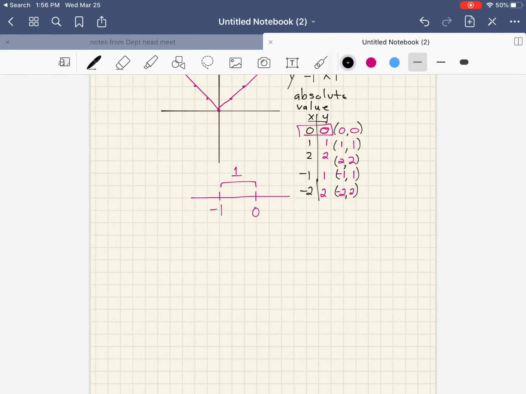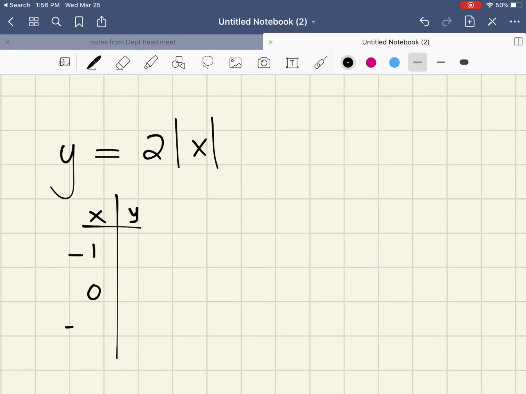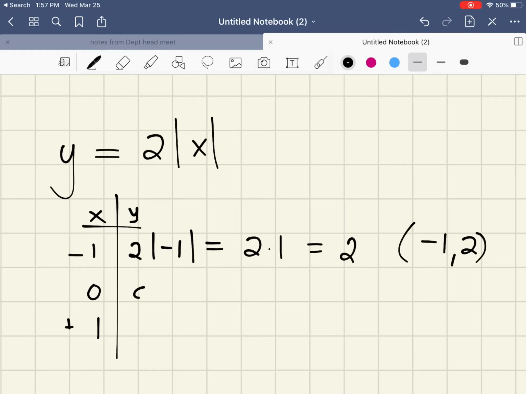Now what happens if I were to change the equation ever so slightly, like 2 times the absolute value of x? If that were the case, I don't have to do all of the points. I can just show you a couple of points. If I were to plug in -1, I'm going to do 2 times the absolute value of -1, which is 2 times 1, which gives me 2. 0 would give me 0. And then 1 would give me 2.